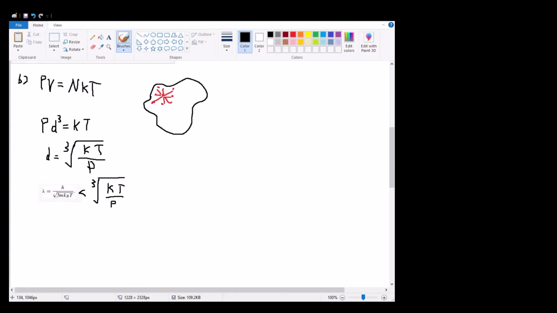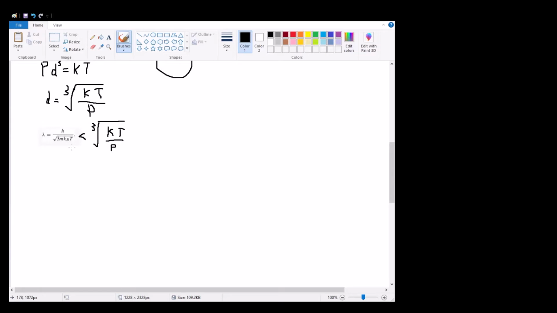So in this case, we have a square root on the left and a cube root on the right. So the easiest thing to do here would be to just take the 6th power of both sides. If we take the 6th power of the left side, we get h to the power of 6 over (3mkT) cubed. And on the right, if we take the 6th power of a cube root, we get just (kT over P) squared. So we get h to the power of 6 divided by (3mkT) to the power of 3, and this has to be less than (kT over P) to the power of 2.